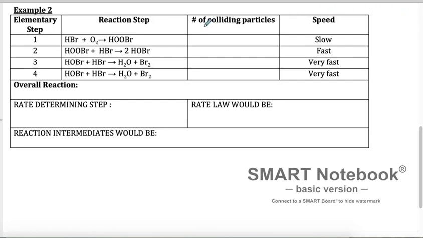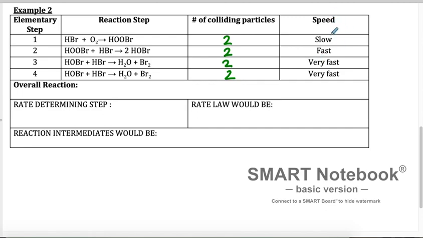For example 2, we're given the reaction elementary steps, but we need to determine the overall reaction and the number of colliding particles. So we need to look at the reactant side. For step number 1, we're colliding two compounds, hydrogen bromide and oxygen. So there are two particles colliding together. Same for step 2, step 3, and then step 4.